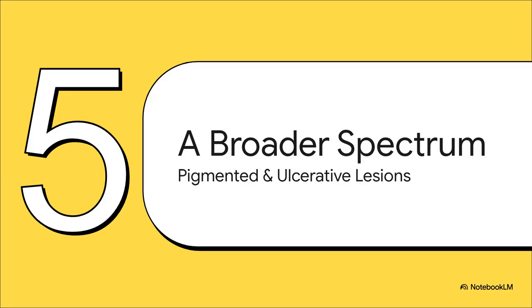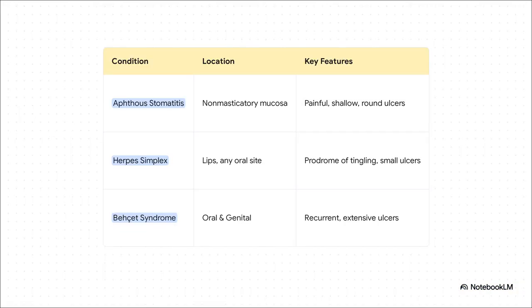All right, we've covered a lot on red and white patches, but of course, there's a whole spectrum of other things you'll see. So now let's quickly touch on 2 other important categories: pigmented lesions and ulcerative lesions. Let's take a look at this table comparing 3 big causes of oral ulcers. Aphthous ulcers, canker sores, they usually pop up on the movable parts of your mouth, like the inside of your cheek. Herpes often has that classic tingling feeling before the blisters even show up. But if you see a patient with recurring ulcers in their mouth and on their genitals, you have to start thinking about systemic diseases like Behçet syndrome.